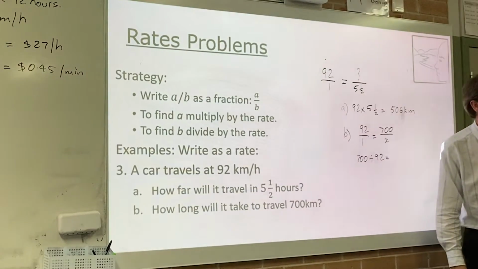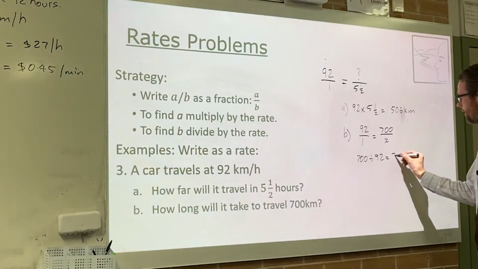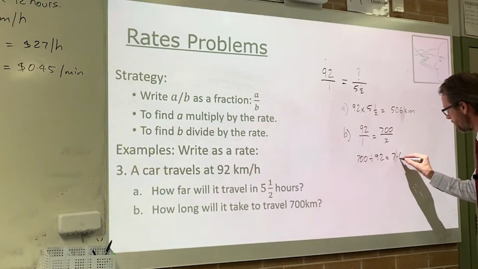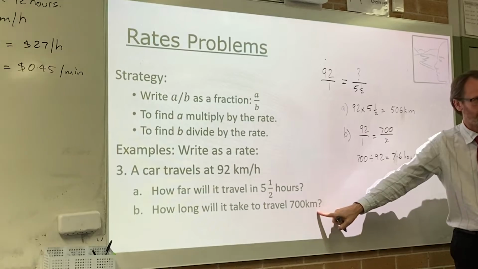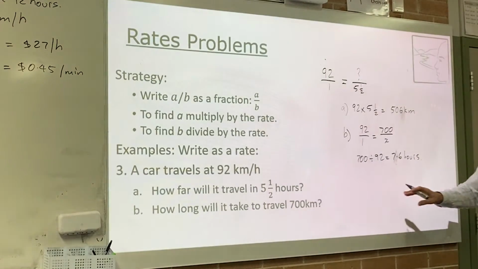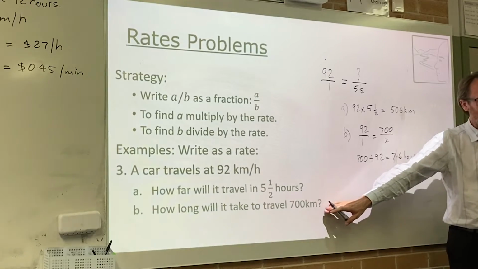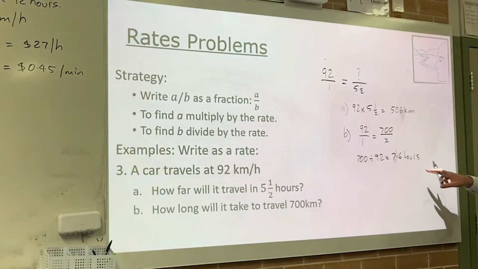So what's 700 divided by 92? Calculator again. 7.6. That sounds better. 7.6 hours. That should be a point in there. All right, so it takes 7.6 hours to travel 700 k's. Now, to let you know, rough estimate, if it was 100 k's an hour, how many? 7 hours to do 700 k's. It's slightly less than 100 k's an hour, so it's slightly more than 7 hours. Great.